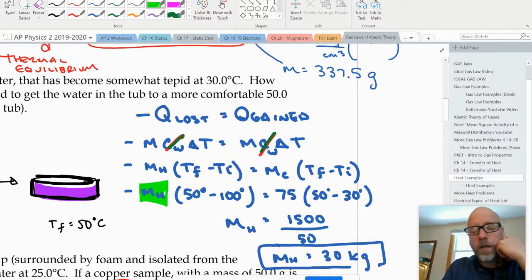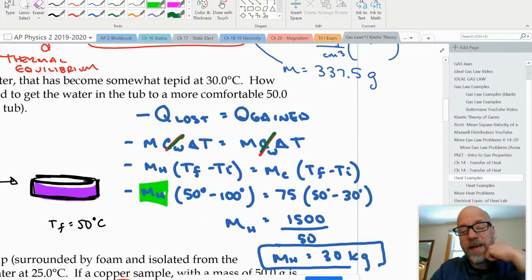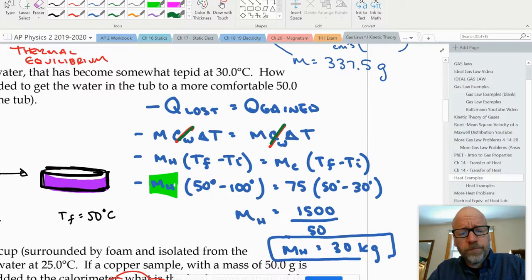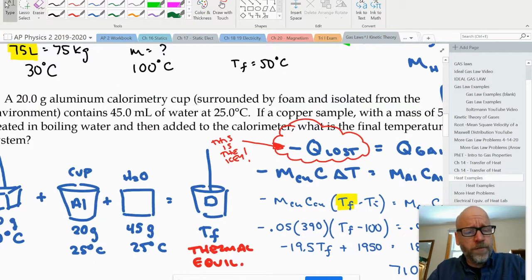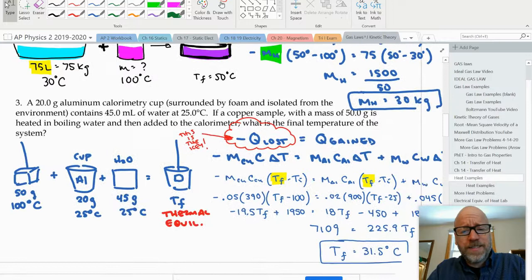All right. So the tub of 75 kilograms went up by 20 degrees. Divide that by the change in temperature of the boiling water, and I would get that I would have to add 30 liters of boiling water. That's a lot. That's a pain in the neck. Push pause. Write it out. Number 3. Number 3 is tedious.